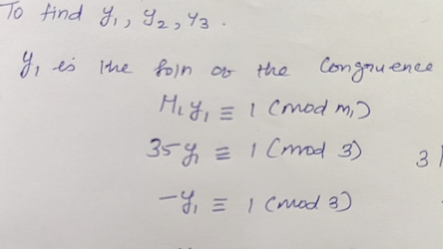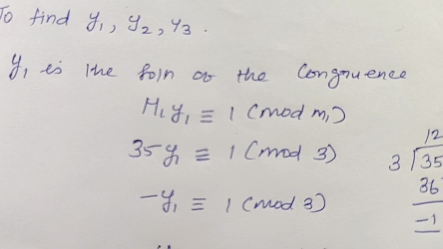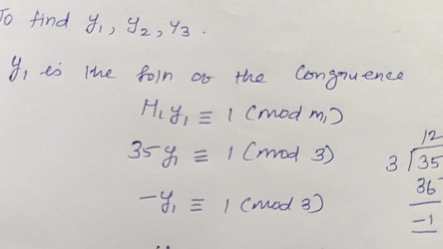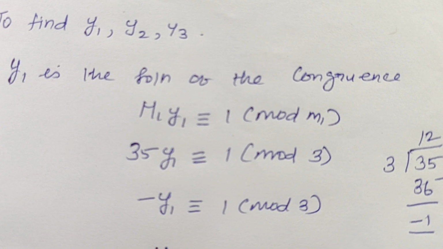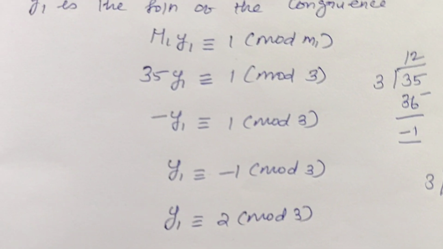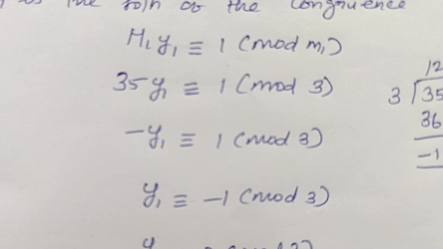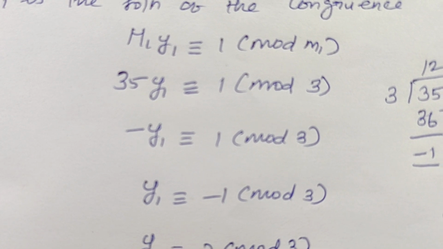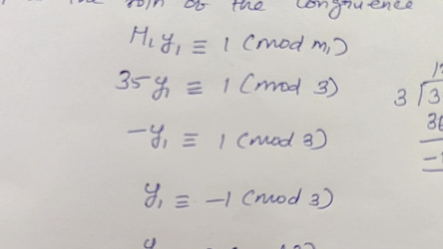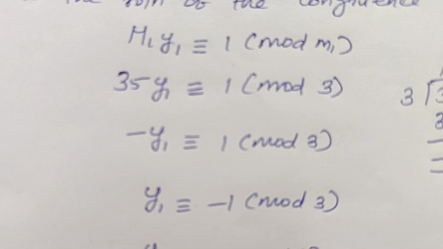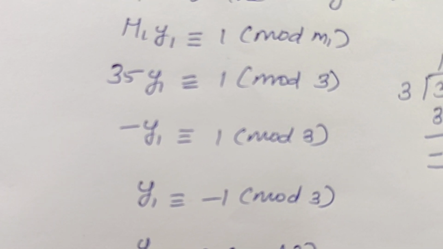So instead of 35, I substitute minus 1. So I get the equation like that: minus y1 is congruent to 1 mod 3. So here the y coefficient is equal to minus 1, so I neglect that negative value. For neglecting that negative value, I multiply the negative symbol on both sides, then I will get y1 is congruent to minus 1 mod 3. So here the remainder is negative.